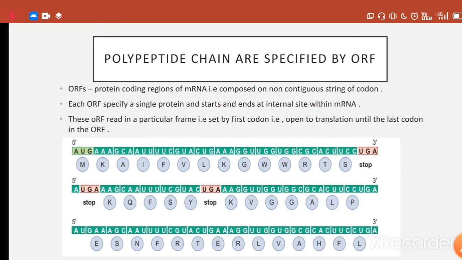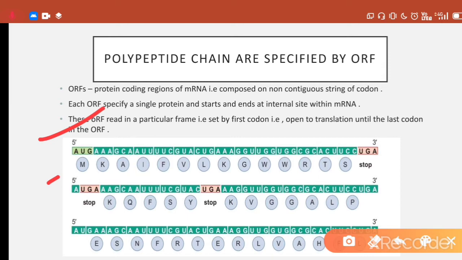This start codon has some functions. First, it specifies the first amino acid that is to be incorporated into a growing polypeptide chain. As we can see here, this M shows that AUG encodes the amino acid methionine. The second function of the start codon is that it defines the reading frame for all subsequent codons, meaning reading starts from here and adds here. So it defines the reading frame for all subsequent codons that lie after the start codon.